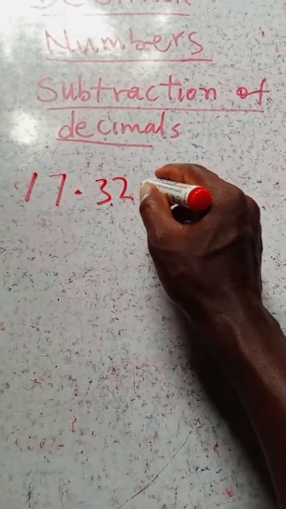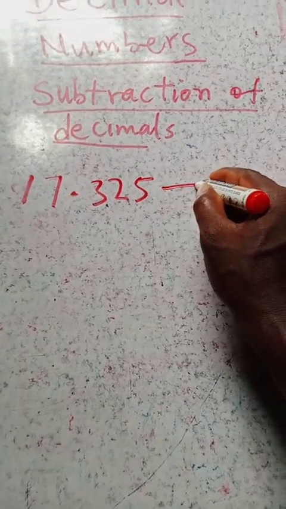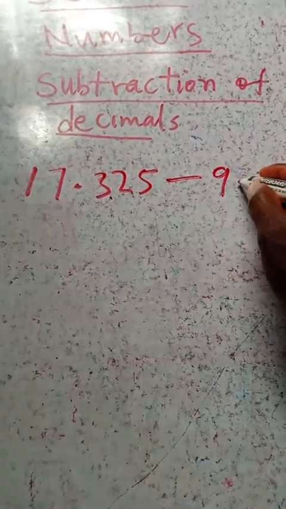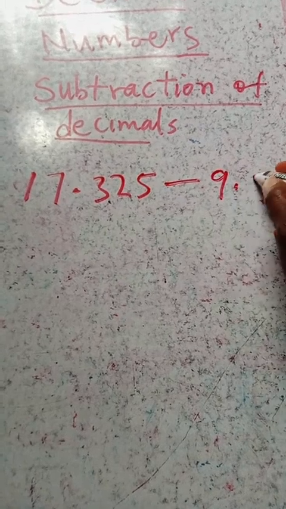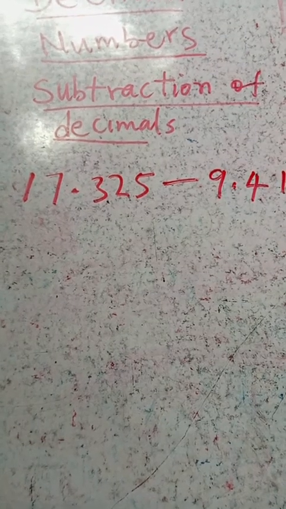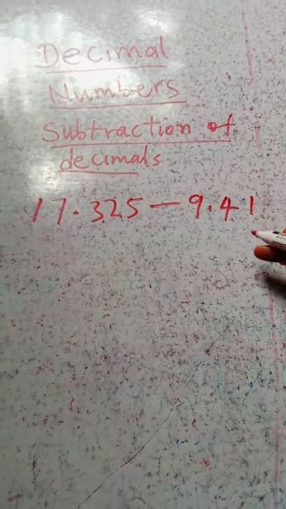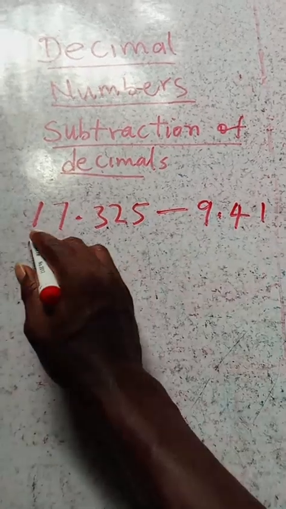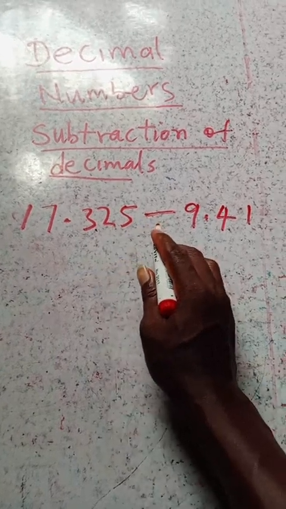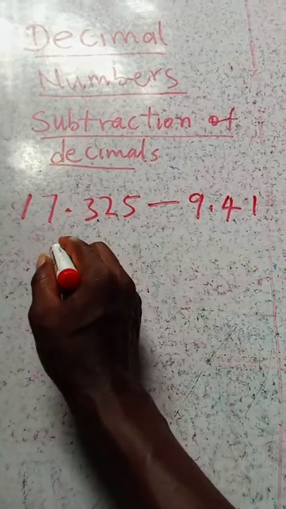17.325 minus 9.41. Okay, for instance, if you have this to subtract, so 17.325 minus 9.41. All right, solution.